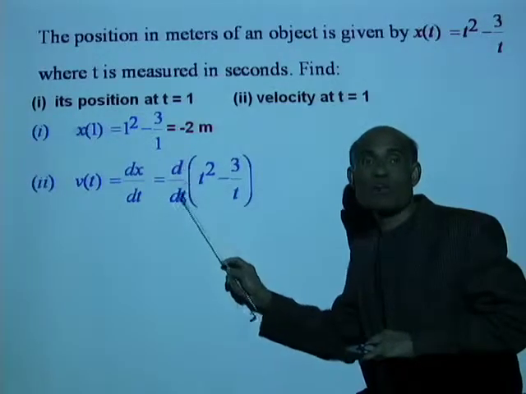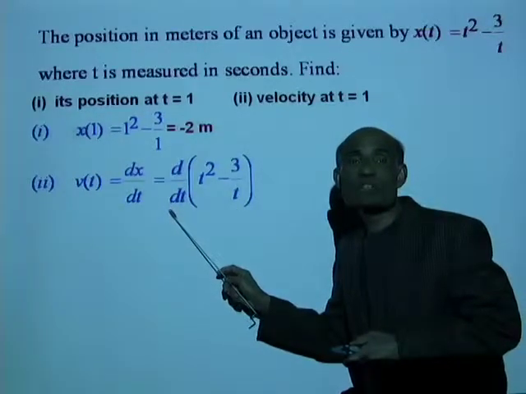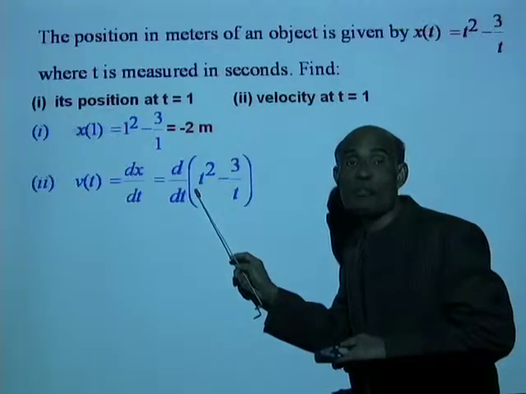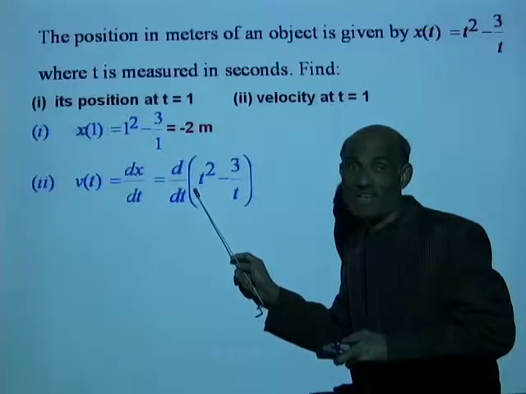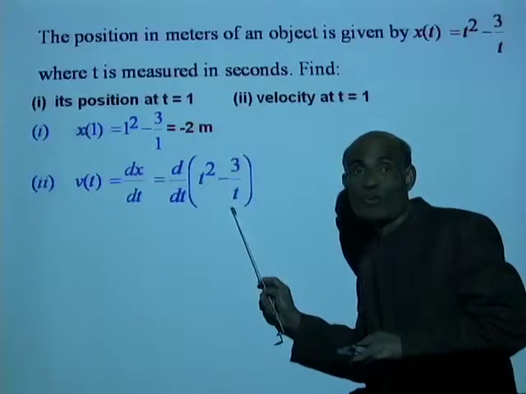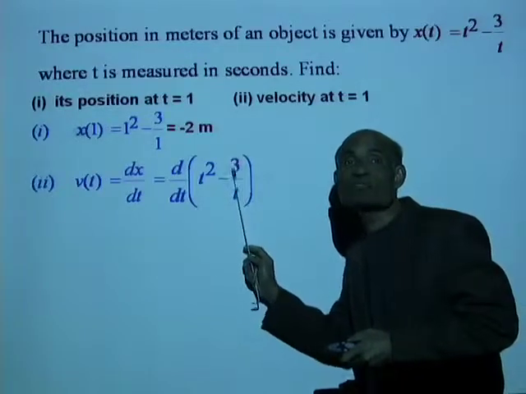What is the derivative of t squared minus 3 over t with respect to t? We take the derivative of each term. Use the power rule. Alright, now tell me. Leave the first term. I want you to ask this: what is the derivative of 3 over t with respect to t?